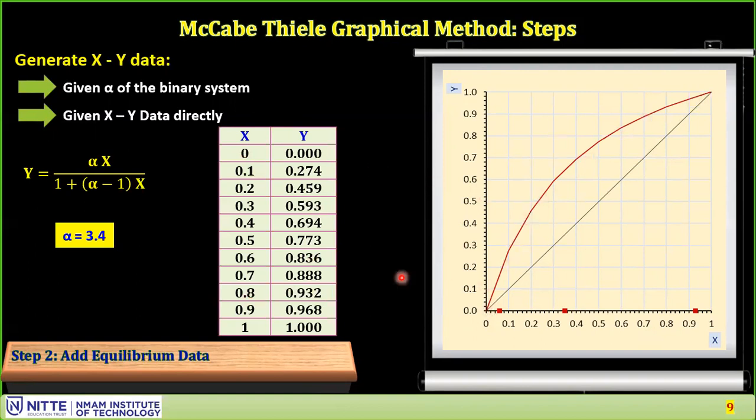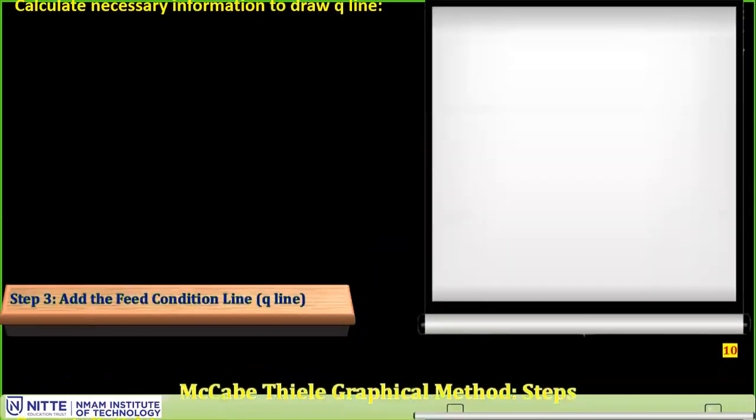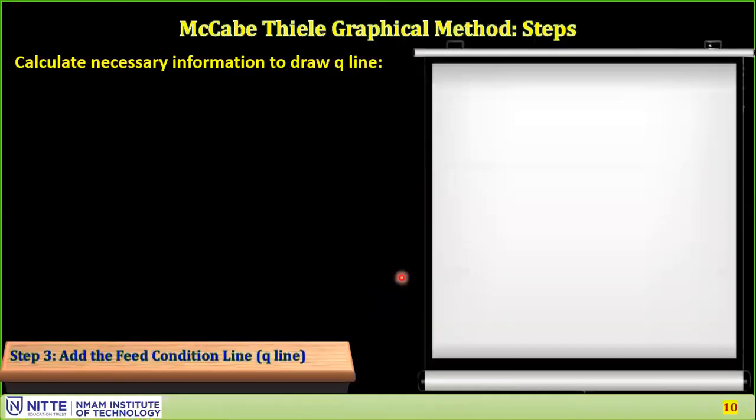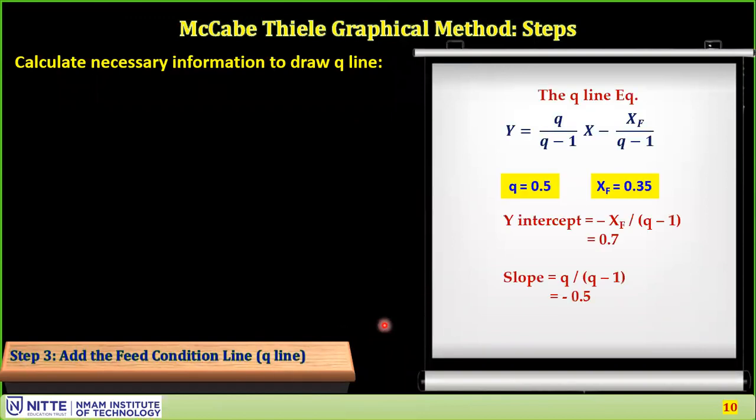This is step number 2. In step number 3, we add the q line, the feed condition, to the graph. For doing that, we need some information, because you have to draw a line. You need some information about the line. What information? This is the q line equation.